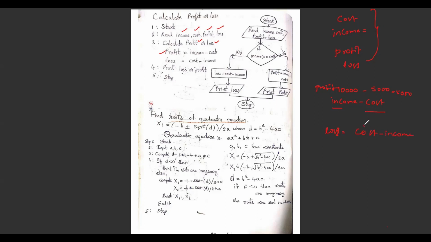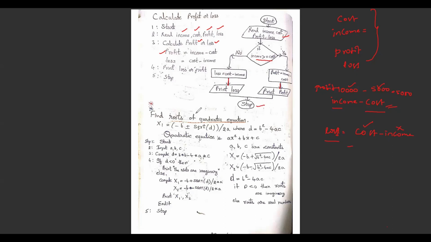Okay. So if cost is high and income is less, right, then you're going to get a loss. If income is high and whatever cost you have put is less, then you're going to get the profit. Okay, just check here. You're going to declare all those variables. If income is greater than or equal to cost, if that is yes, then you're going to put profit equals income minus cost. If that is no, loss equals cost minus income. And here you're going to print the profit, and here you're going to print the loss. And finally, you're going to stop your flowchart.